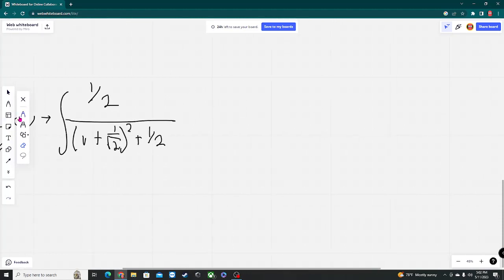So now we can go another arrow. Now we're going to do another integration by substitution. Oh man, writing is just not my strong suit today, man. Oof.